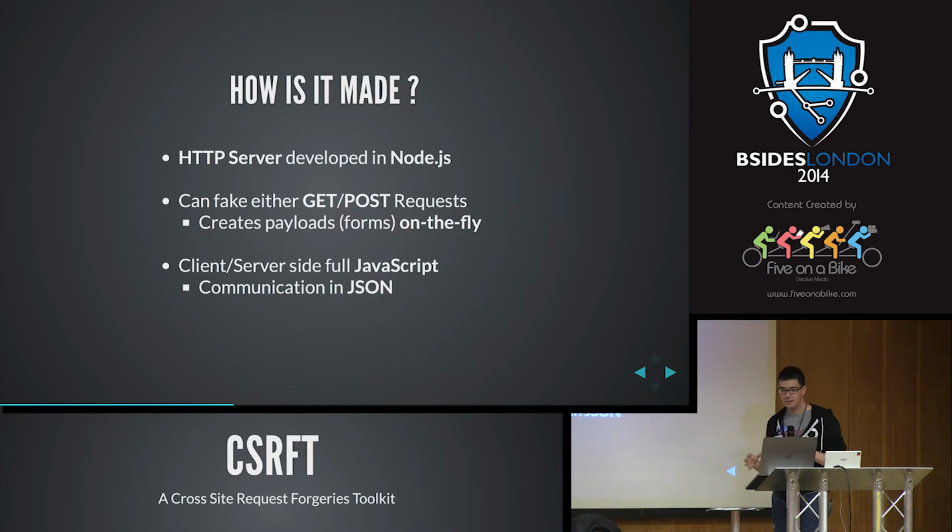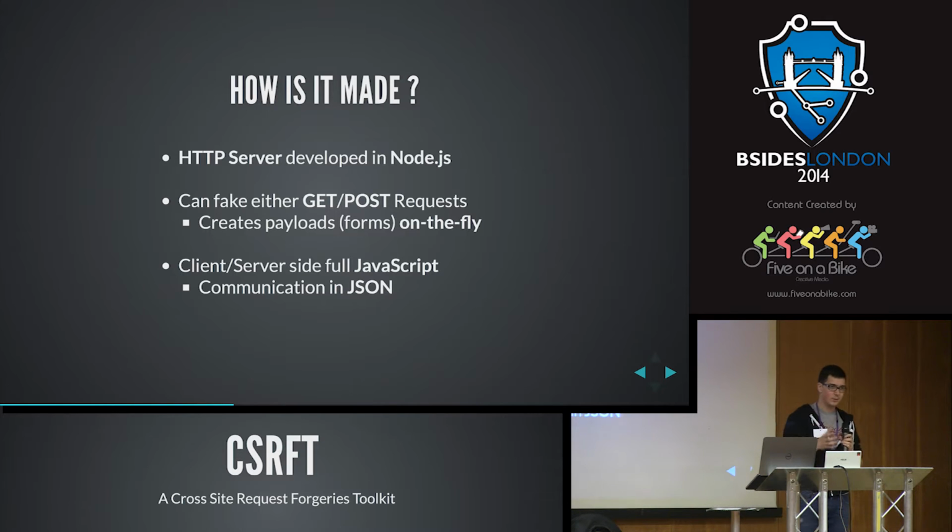So, it's an HTTP server which has been developed in Node.js. You can fake GET and POST HTTP requests. I didn't want to bother with PUT, DELETE, etc., because if you want to target those, it means that you already got some injection on the page, so XSS, and then you can do whatever you want. You can run BeEF, you can do a lot of stuff. So I wanted really something generic for remote CSRF attacks in general. And it creates the payload on the form.